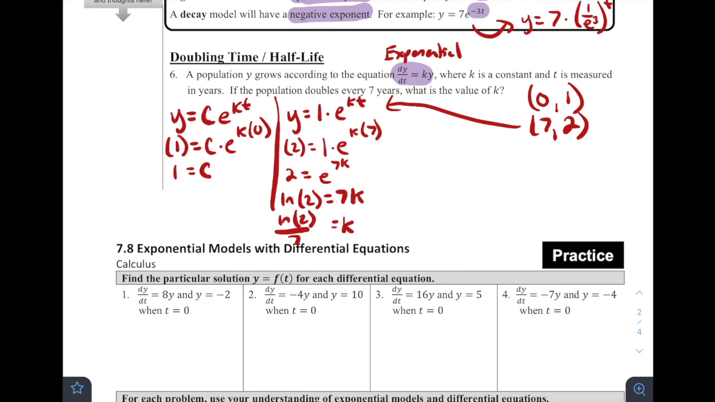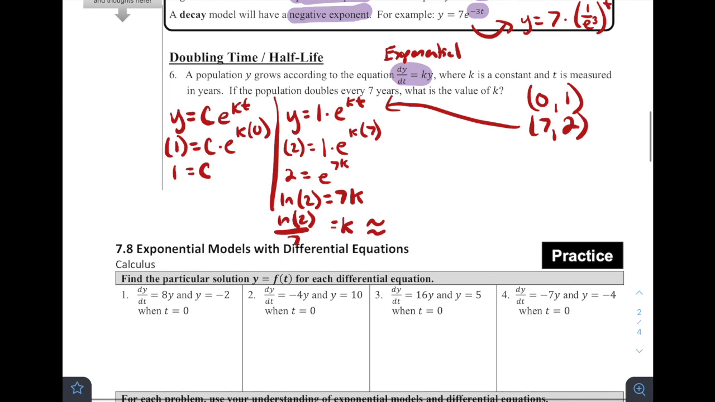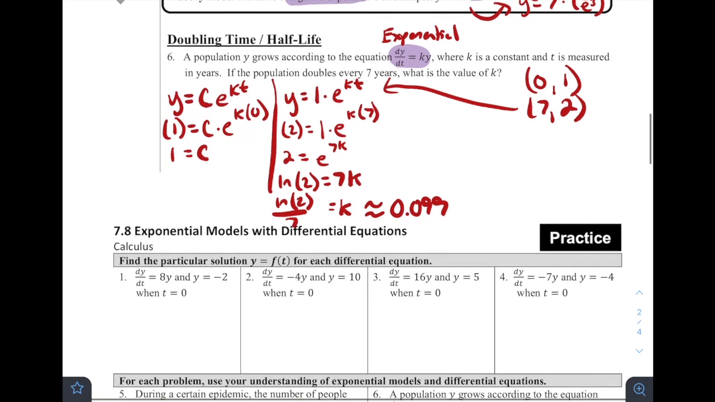But if for some reason we want to round or maybe use it in an equation, we could plug into our calculator and we could see here that our k value looks like it ends up being around 0.099. Again, we round to 3 digits after the decimal place when we're doing AP Calculus AB. That's it for number 6, though, and for today's notes.